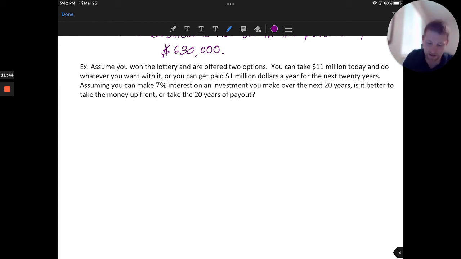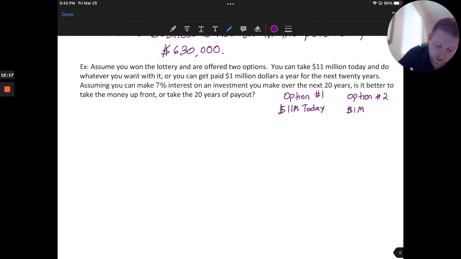So let's just break down our two options. So option number one is you get $11 million today. Okay. Option number two is we get $1 million, so $1 million for the next 20 years.